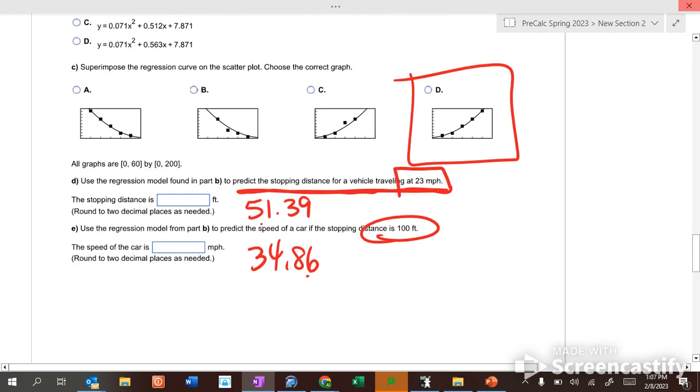Okay? So that's what you're basically going to do. 6 problems, won't take as long as the first assignment. Here we go.